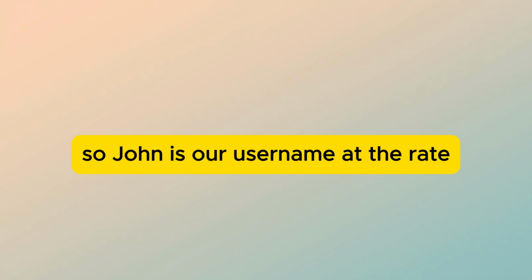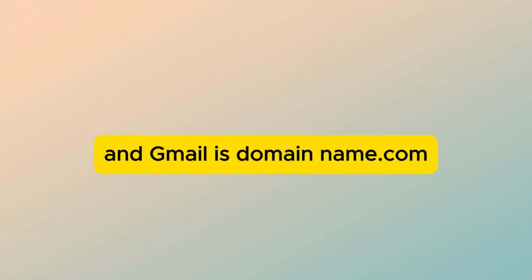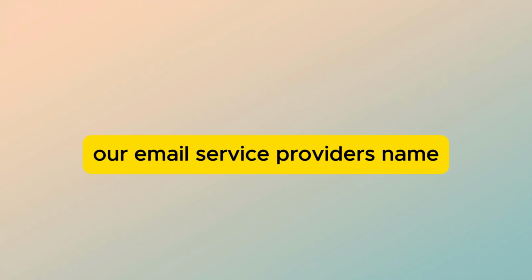gmail.com. So John is our username. At the rate is used in between, and Gmail is the domain name. .com is the site name. Gmail is the domain name, or the email service provider's name.